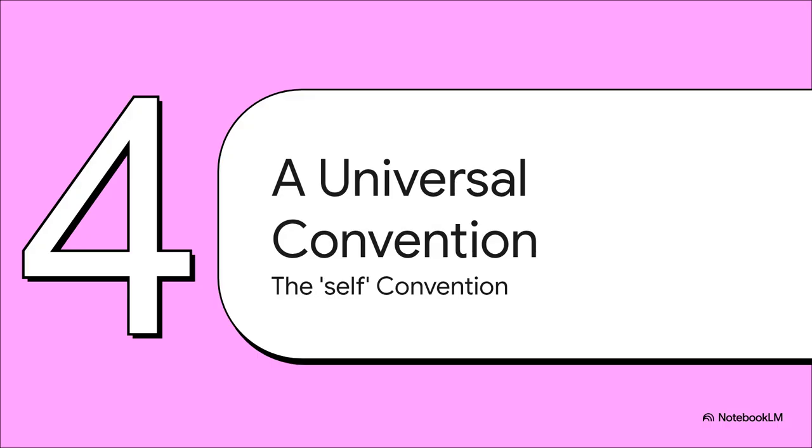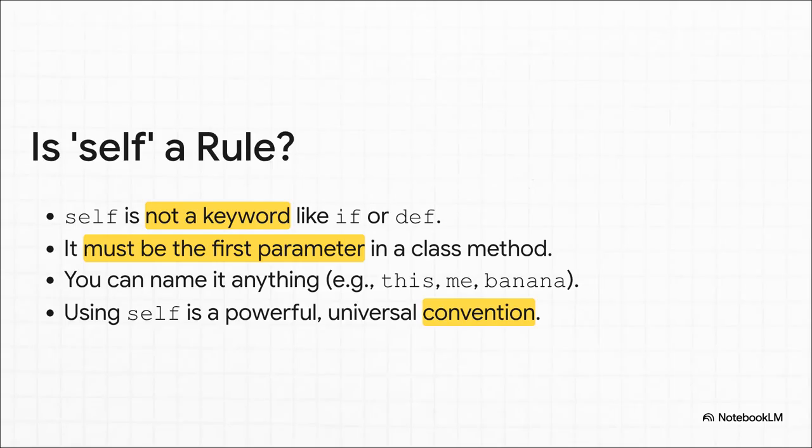So we've established that first parameter is absolutely critical. It has to be there. But does it have to be named self? That's a fantastic question, and the answer is maybe not what you'd expect. So here's the deal. The name self is not actually a hard-coded rule in Python. It's not a keyword like if or def. The real rule is simply that the first parameter of any method automatically receives the object instance. So yeah, technically you could name it this, or me, or even banana, and your code would run.